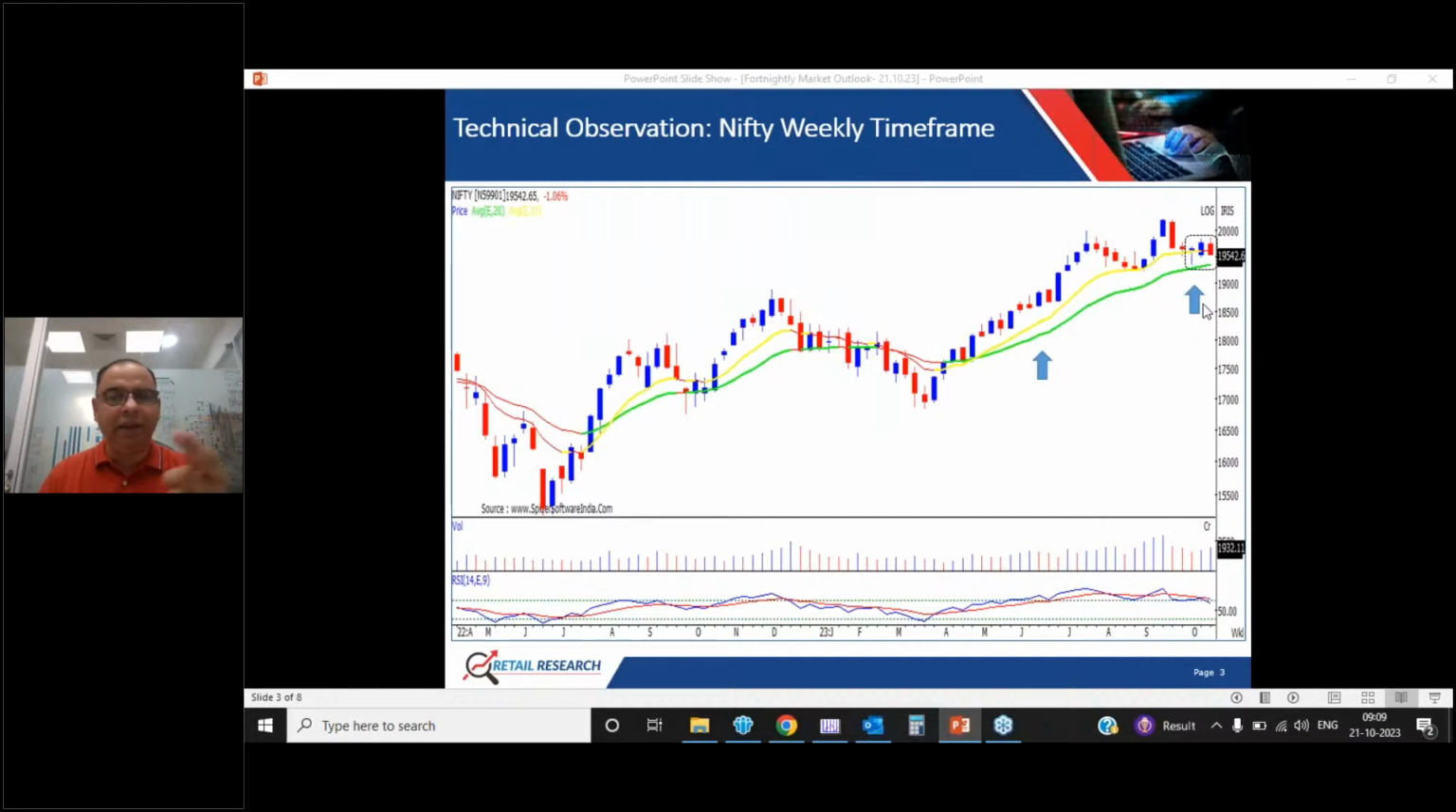If you look at the 20-week EMA, this arrow indicates that this 20-week EMA has been holding the market over the last 4 months. So what does it mean? Whether we are going to show an upside bounce, whether we are going to see a significant reversal at the 19,300 level, which happens to be a strong resistance, strong support.